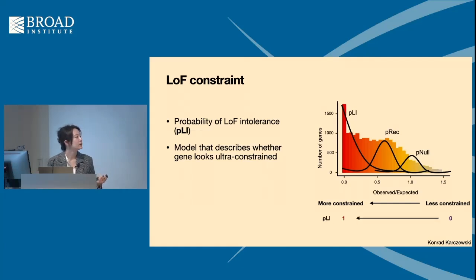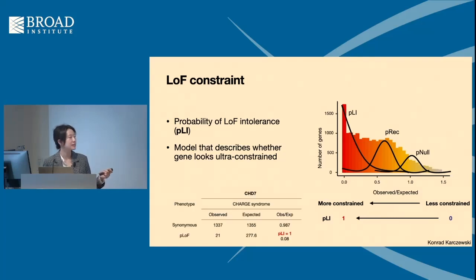The pLI score ranges from 0 to 1, with 1 indicating that a gene is highly constrained against loss of function variation. And this score is actually very dichotomous. So most genes either have a score less than 0.1 down here or greater than 0.9 up here. And there's very few in the middle. And to bring this back to the gene example for CHD7, the pLI is 1, which again is what you would expect.